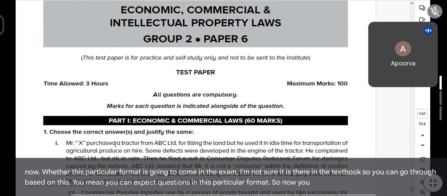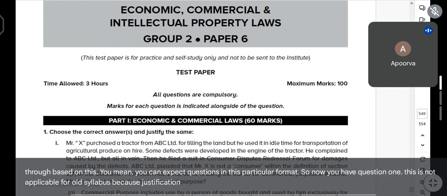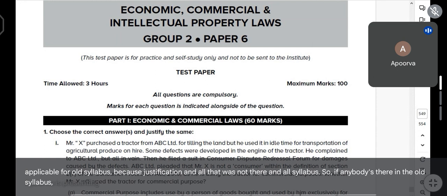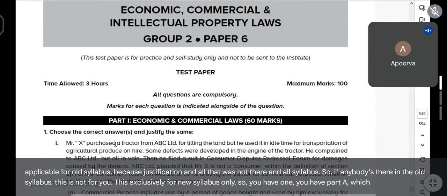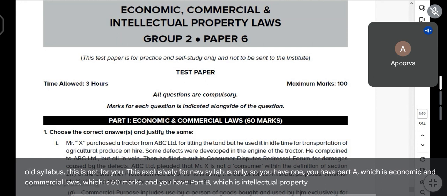Now you have question 1. This is not applicable for the old syllabus because justification and all that was not there in the old syllabus. So if anybody is in the old syllabus, this is not for you. This is exclusively for the new syllabus only. You have Part A, which is economic and commercial laws, which is 60 marks, and Part B, which is intellectual property rights, which is 40 marks.